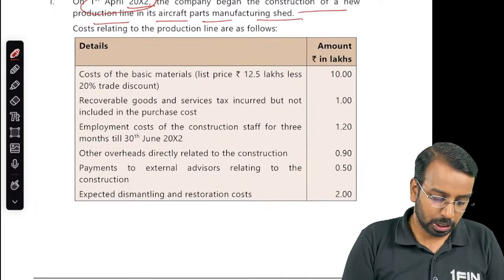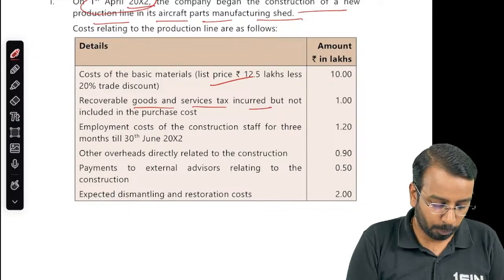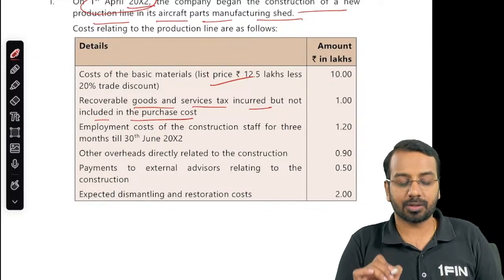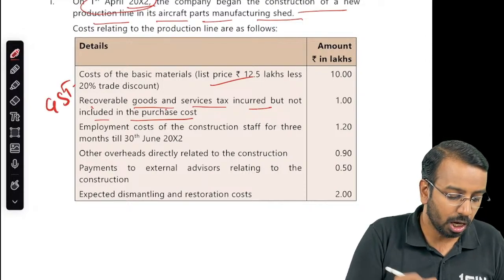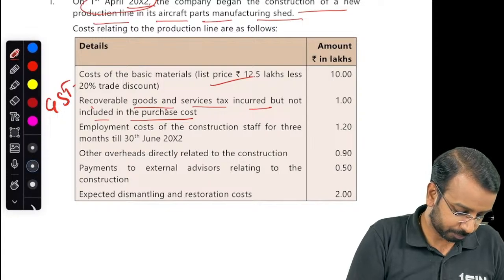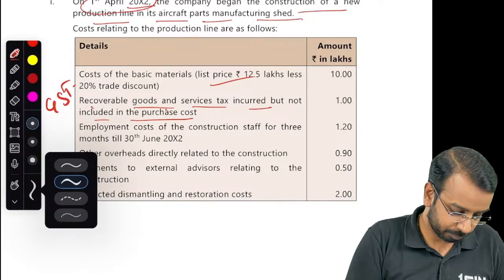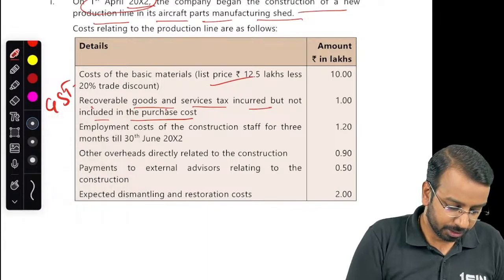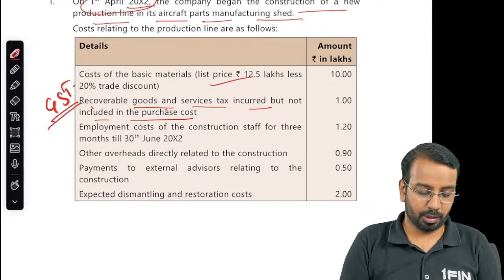Okay. Cost of basic material is given, recoverable goods and service tax incurred, but not included in the purchase cost. Now, what is this recoverable goods and service tax? Basically, this is your GST on which input is available.